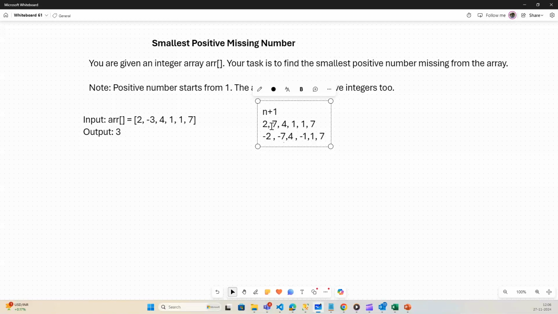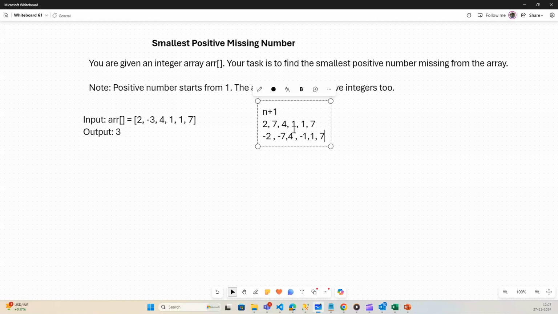And that was the reason I converted all the negative numbers and all the zeros to a default value, which is n plus 1, right? Because I just wanted to use this fact that whichever numbers at the end I'm not updating to negative, those numbers will be missing from my original array, and I want to find the first such index, right? Because that will be corresponding to the smallest positive number that is missing from my array, right? So that's the intuition behind this particular solution. I hope you understood it well.